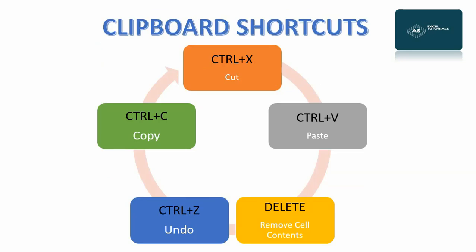Next comes the clipboard shortcuts. They are very popular. For cut, you need to press Ctrl X. For copy, you need to press Ctrl C. For paste, you need to press Ctrl V. What if you want to remove all the contents of the cell? You need to press Delete. What if you want to undo what you've already done? You need to press Ctrl Z.